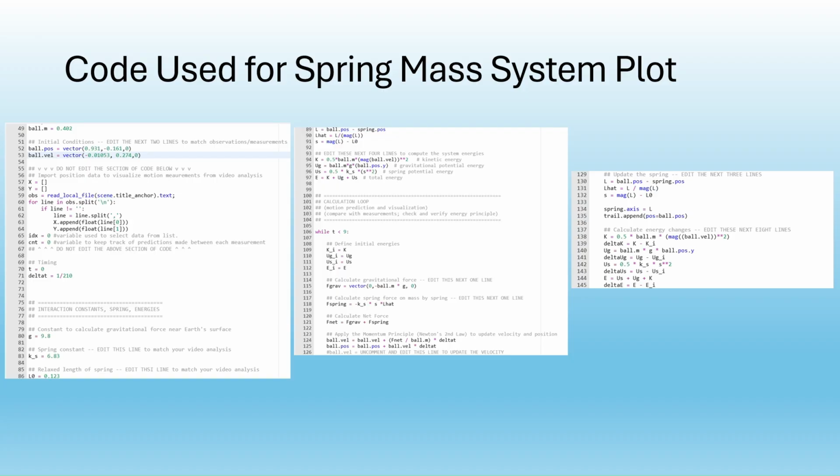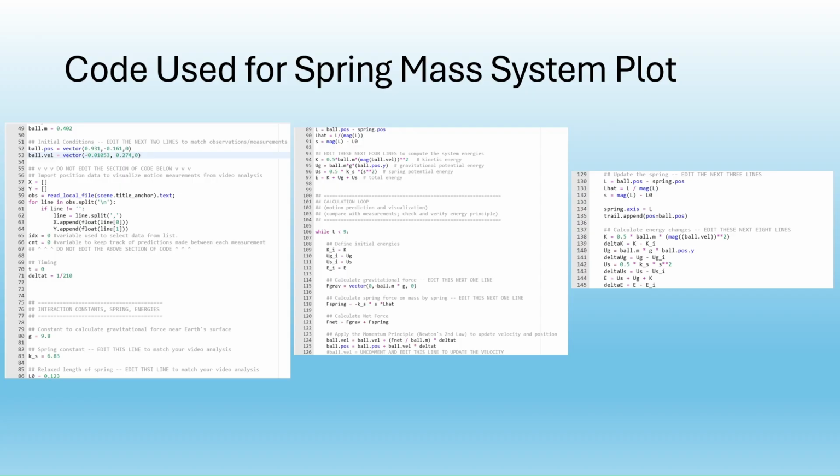Here's the code used for the spring mass system plot. You can see my initial conditions at the top left of the first picture. You can see ball.pos, signifying the position of the ball, and then the initial velocity as well. Then you can go down and see the gravity constant, spring constant, and the relaxed length of the spring.